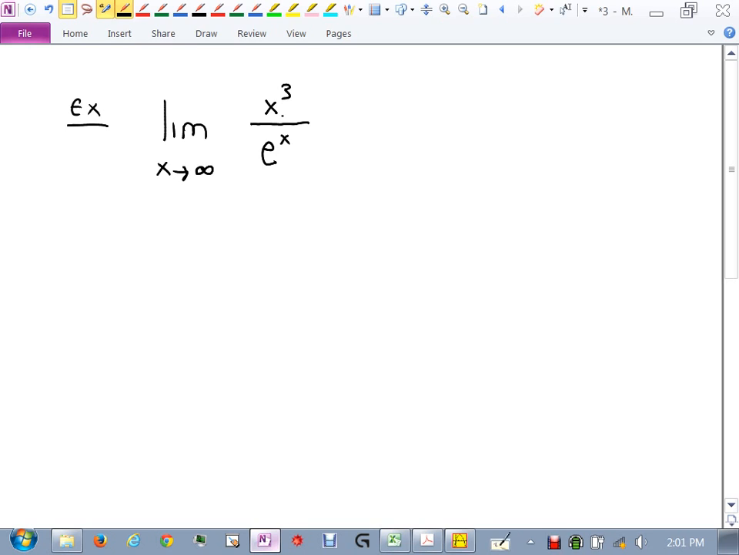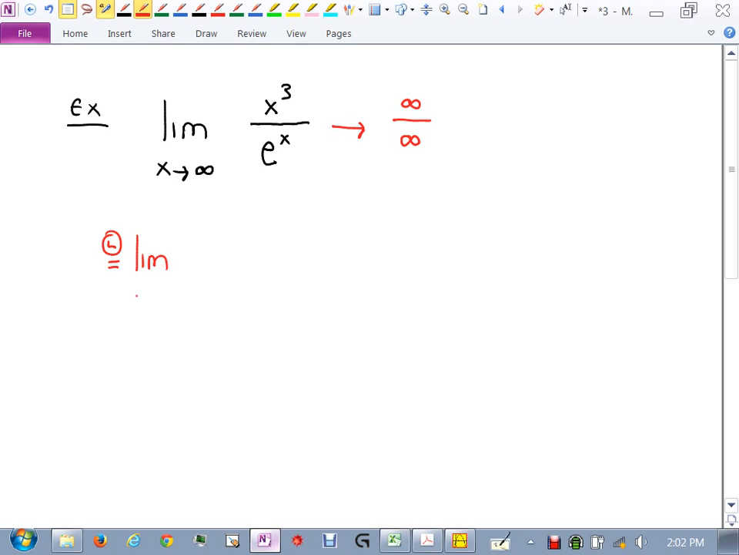As x goes to infinity, x cubed over e to the x. What does x cubed do as you go to infinity? It goes to infinity, right? So you have infinity on top. On the bottom, what does e to the x do? Remember, e to the x is an exponential function. As you go out to infinity, it takes off to infinity. Remember last class I said we need to know what those look like. So we have infinity over infinity. This is the appropriate form that we need for L'Hopital.